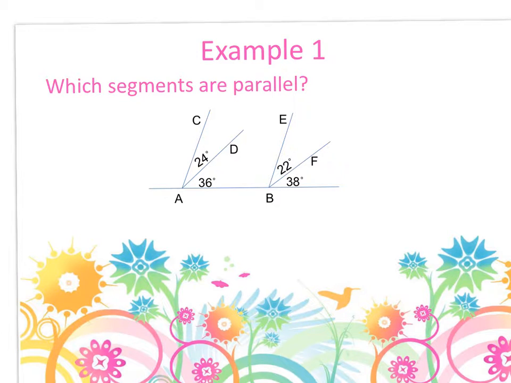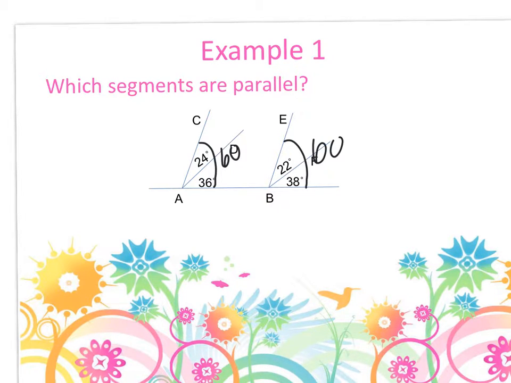All right, so looking at this diagram, it says which segments are parallel. So here's some application, okay? There's no, right off the bat, matching measurements, right? Everybody sees that, right? There's no 24 that matches that first one. There's only 136, there's only 122, there's only 138. What happens when you add 24 and 36? You get 60. What happens when you add 22 and 38? You get 60.